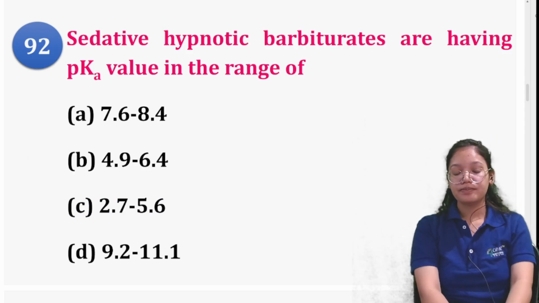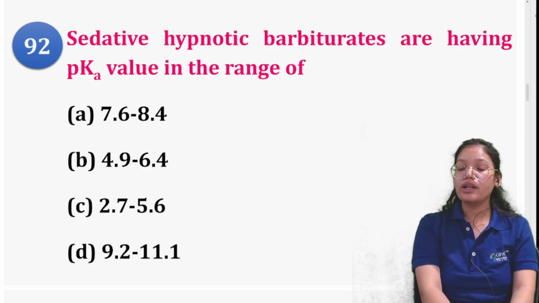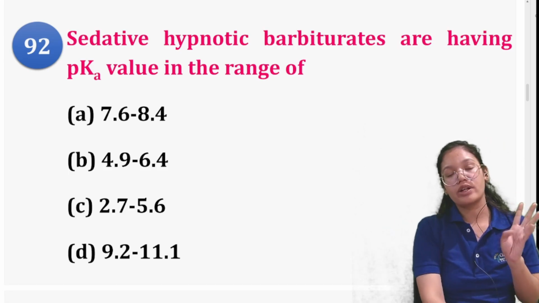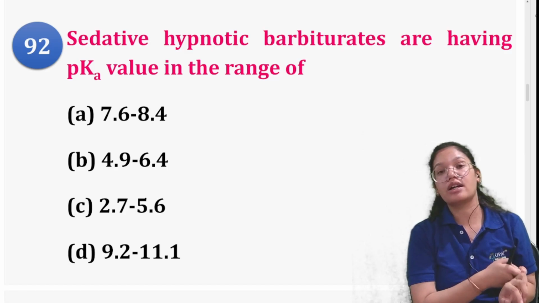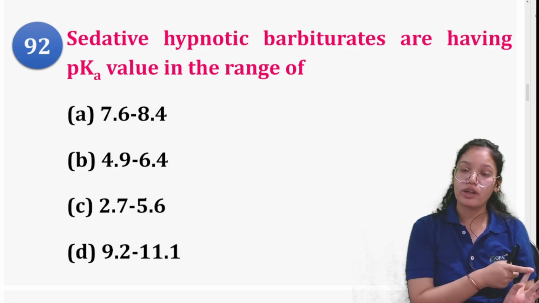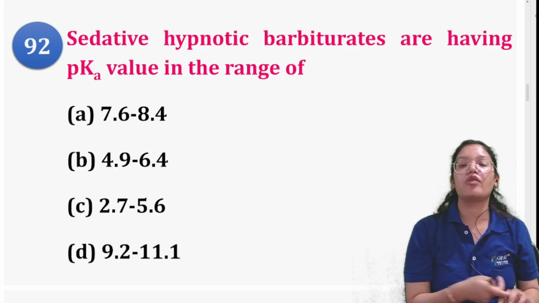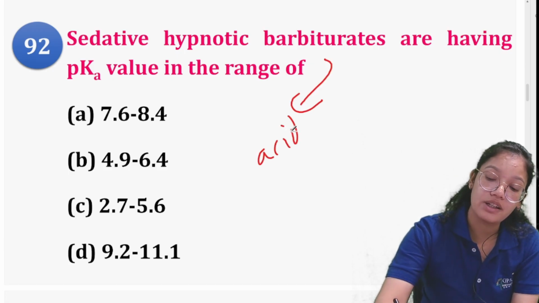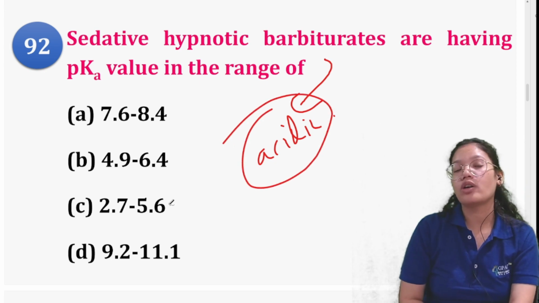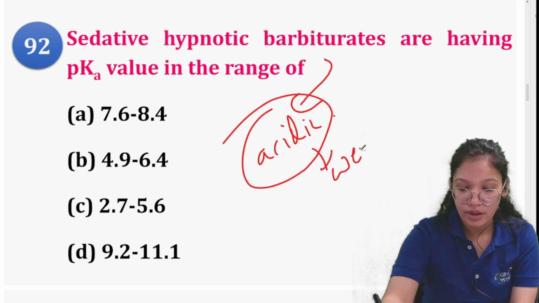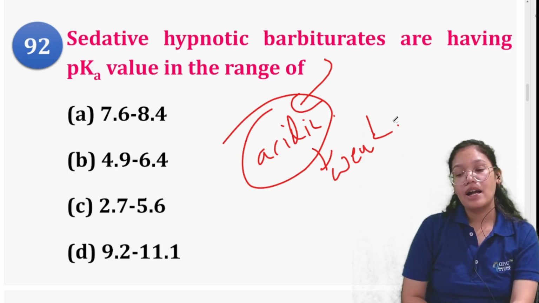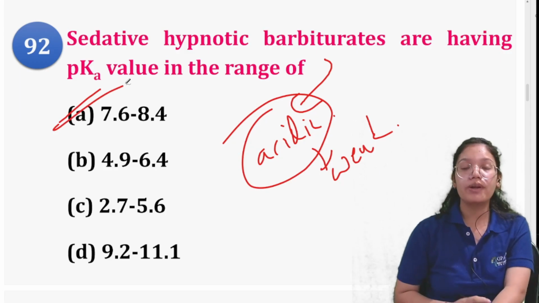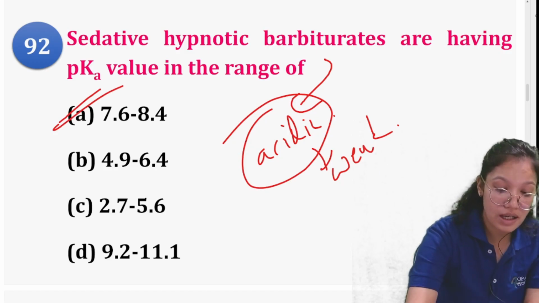Next we have the question: sedative hypnotic barbiturates are having pKa value in the range of. So they are talking about barbiturates, a drug that is used for sedative and hypnotic action. Barbiturate is derived from barbituric acid, and this barbiturate is somewhat acidic in nature, but not a strong one, a weak acid. The pKa value of this is particularly in the range 7.6 to 8.4. So the answer is A.